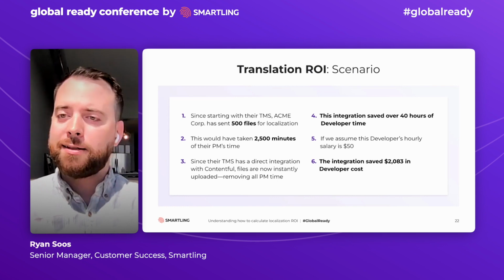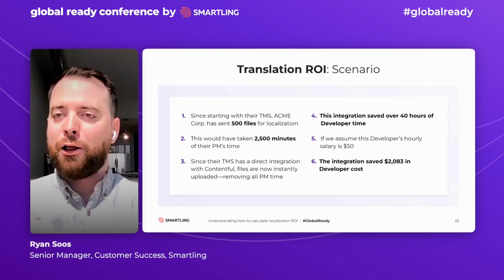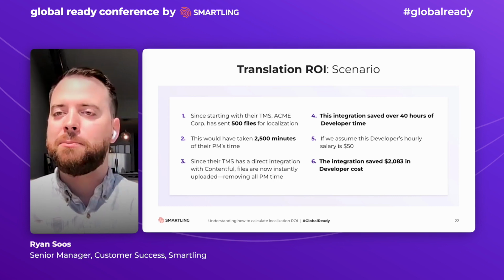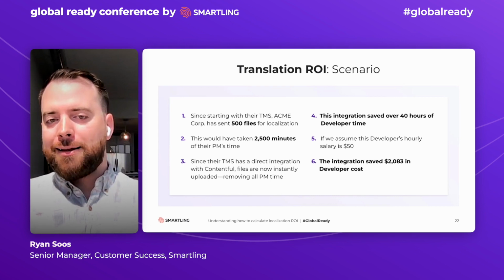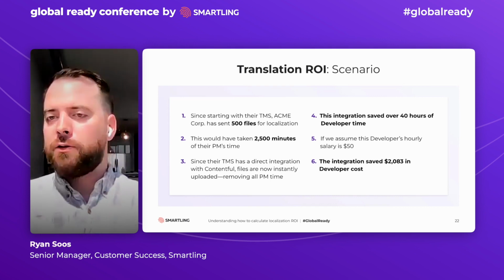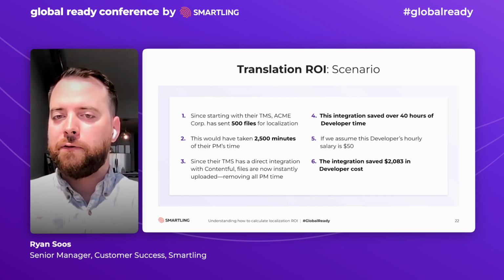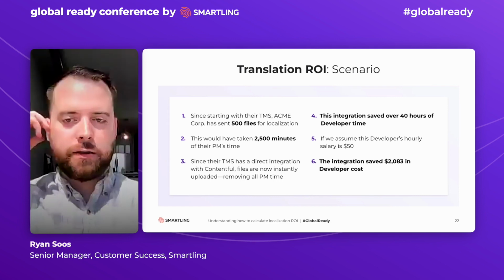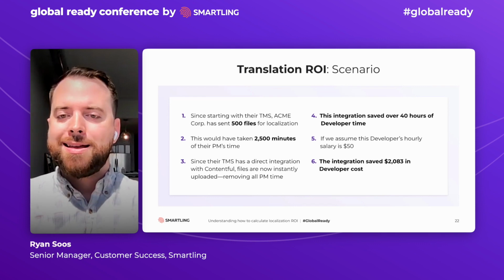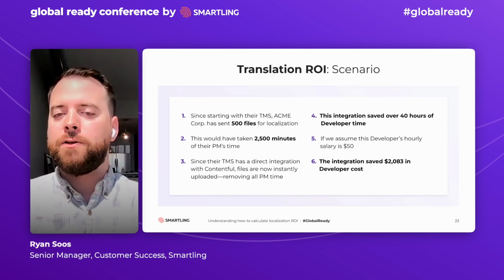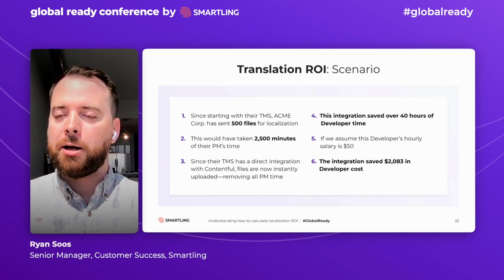How did they set up this integration? The developer took a 15-minute call. They logged in, they made sure things were mapped correctly as far as languages. So a little 15 minutes saved them 2,500 minutes. And that 2,500 minutes, what does that add up to when you divide it by 60? That's over 40 hours of developer time. That's a full week of work. And then if we assume this developer's hourly salary is, let's say, $50, that saves over $2,000 in developer cost when you think about that.